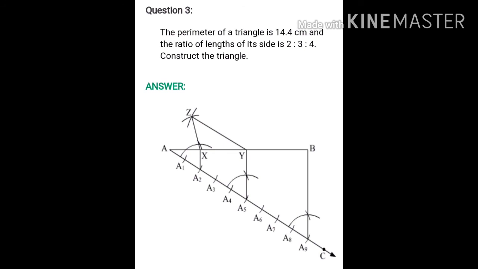The steps are: first of all, draw the base by taking the measure of the perimeter, 14.4. Then you have to draw an acute angle below this segment, any acute angle, 40 degree, 55 degree. Then you have to divide this angle ray into 9 parts, since 2 plus 3 plus 4 are 9. Then you have to join A9 with B, and draw the parallel lines through A5 and A2 to get X and Y. Then you get your required triangle XYZ.